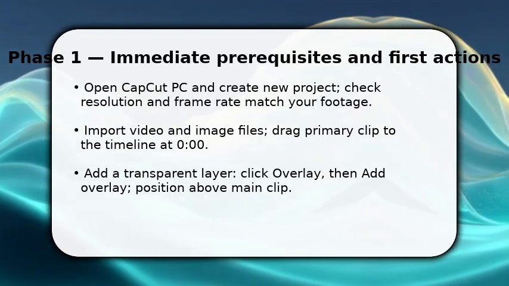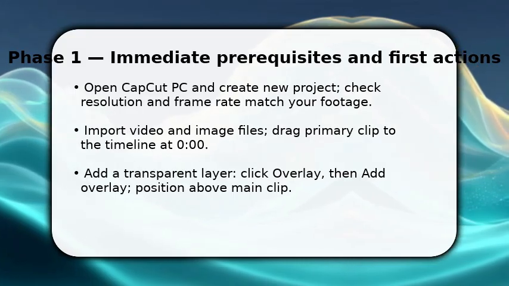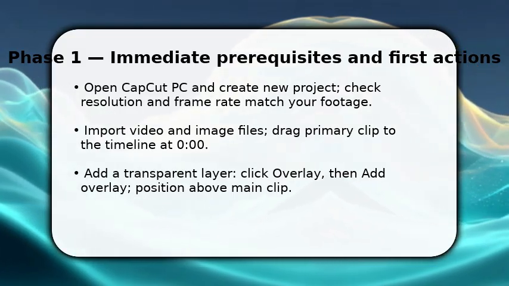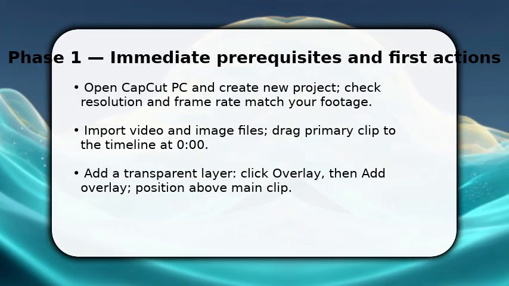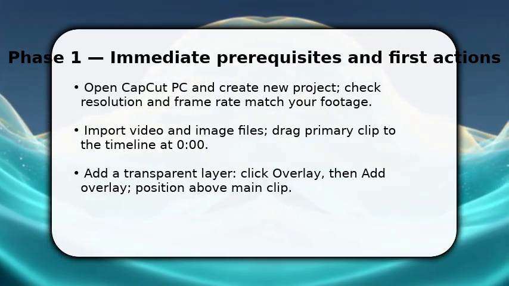Click Overlay, choose Add Overlay, and place it above your base clip. This overlay will hold the transparent text, so you can adjust opacity and blend modes without altering the original footage.